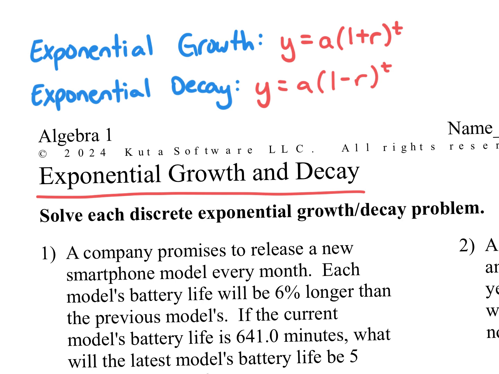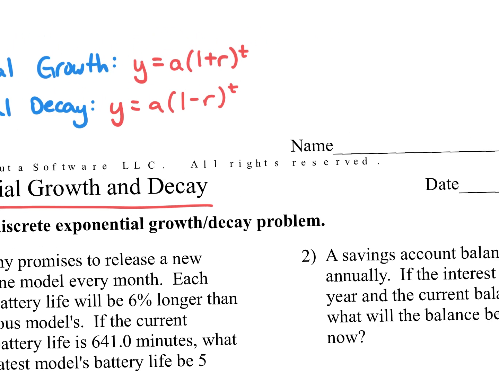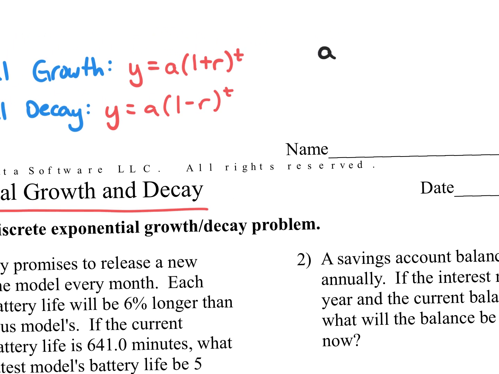Looking at those two equations, what's the one difference between them? It's the sign, right? For exponential growth, we're adding whatever that percentage is. Exponential decay, we are subtracting whatever that percentage is that we talked about yesterday. So let's talk about what those letters mean there. So A, we kind of talked about this on Tuesday and yesterday. A stands for our initial amount.